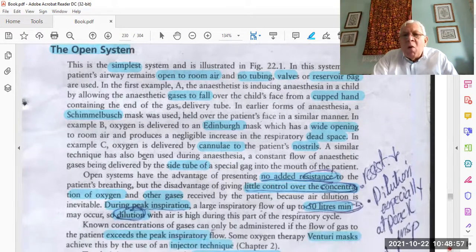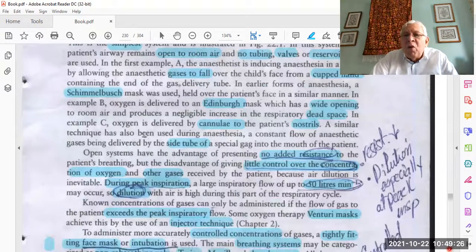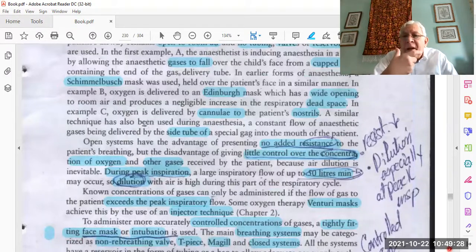The most common mask used in the early years of anesthesia was the Schimmel Busch mask. It was a simple mask made of metal, and we attached a mesh to it, and it used to utilize the slow dripping of ether from a bottle so that the patient can be anesthetized. The figures will show later on the Edinburgh mask, which has a wide opening.